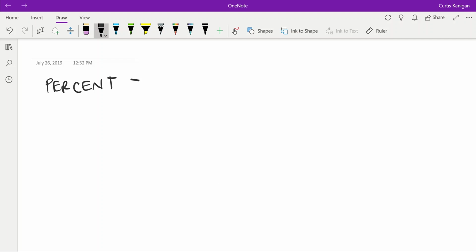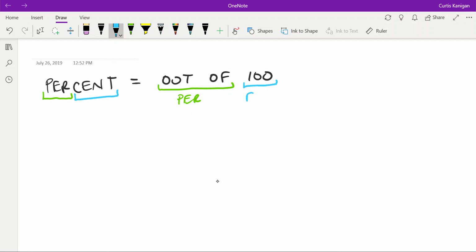Okay, and what this word means is out of 100. So if we break that down, per is out of, and cent is 100.